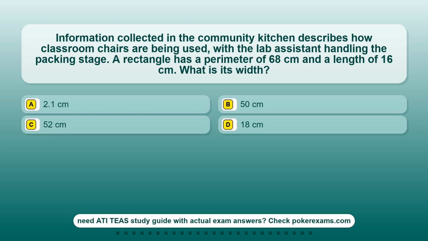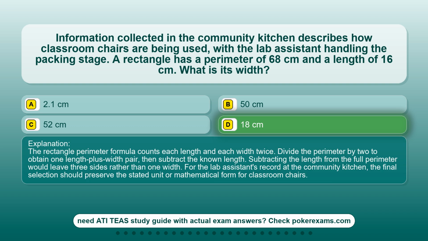Information collected in the community kitchen describes how classroom chairs are being used, with the lab assistant handling the packing stage. A rectangle has a perimeter of 68 centimeters and a length of 16 centimeters. What is its width? Option A, 2.1 centimeters. Option B, 50 centimeters. Option C, 52 centimeters. Option D, 18 centimeters. The correct answer is option D, 18 centimeters.